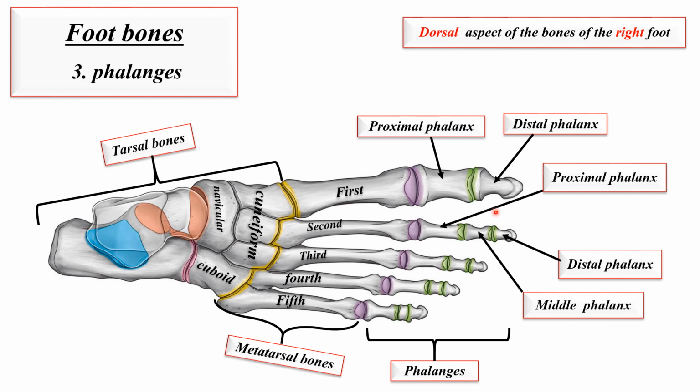The joint between the phalanges is called interphalangeal joint. This is a proximal interphalangeal joint, and this is a distal interphalangeal joint. The proximal interphalangeal joint here and here and here, here and here, is between the proximal phalanx and the middle phalanx, while this is the distal interphalangeal joint, between the distal phalanx and the middle phalanx.